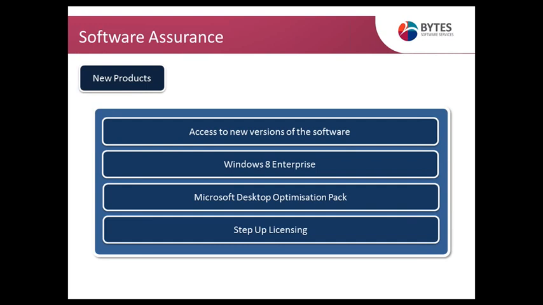You also have, if you've got software assurance on your Windows desktop operating system, access to the Microsoft Desktop Optimization Pack. And certain products have standard or enterprise levels. If you've got software assurance on the standard version of a product, such as SQL Server Standard, then you can step up to a higher version of that product, such as SQL Server Enterprise.